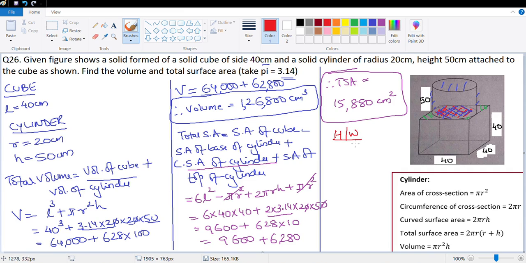Let me mark a homework question for you. Homework question for you would be question number 21, question 23, question 25, question 27 and question 28 can be deleted from the syllabus for this year.